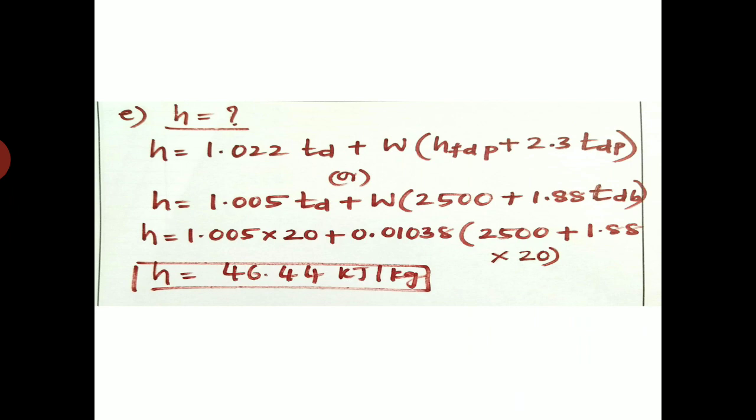If I want enthalpy of mixture, so 1.005 into 20, substitute all those values already we have found in previous calculation. Therefore, H is equal to 46.44 kilojoules per kg. So this is what the simple problems are when the enthalpy of mixture is asked.